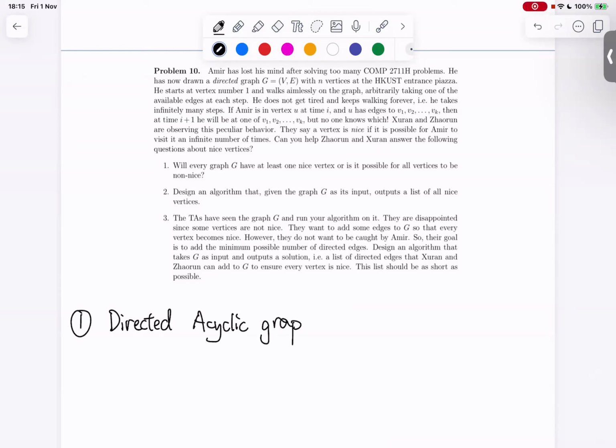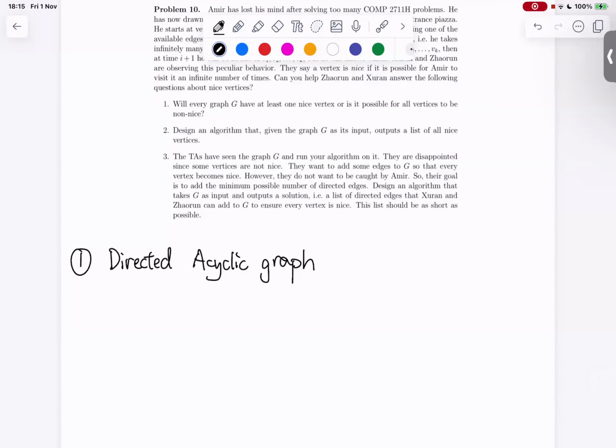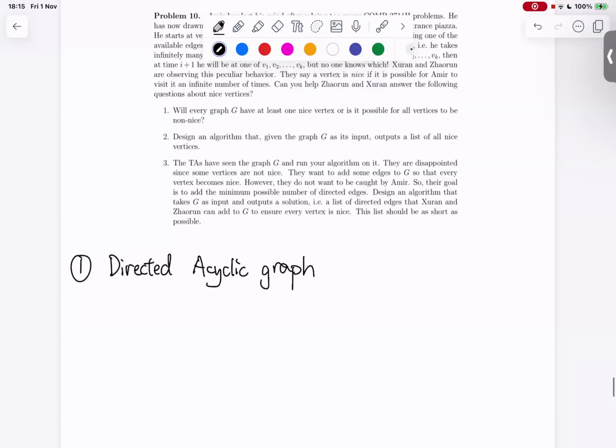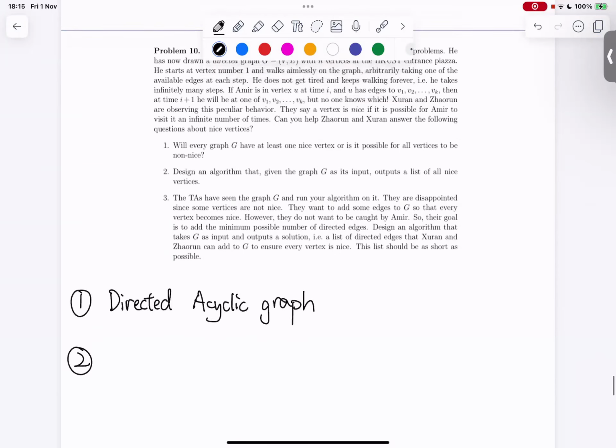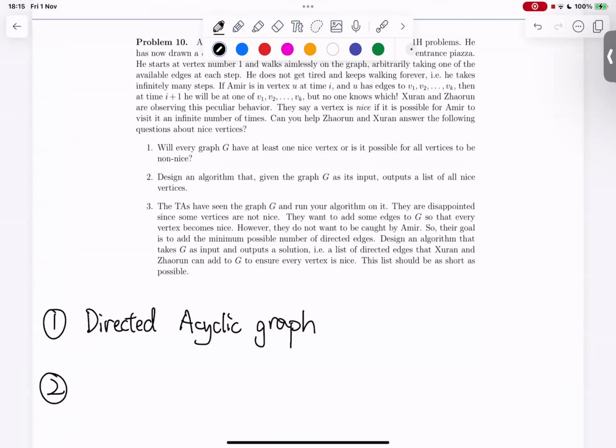So in a directed acyclic graph, we have no cycle. And since we have no cycle, for every walk in this graph, we must end up somewhere that we cannot proceed to another vertex. So for this graph, we have no cycles and we have no such nice vertex.